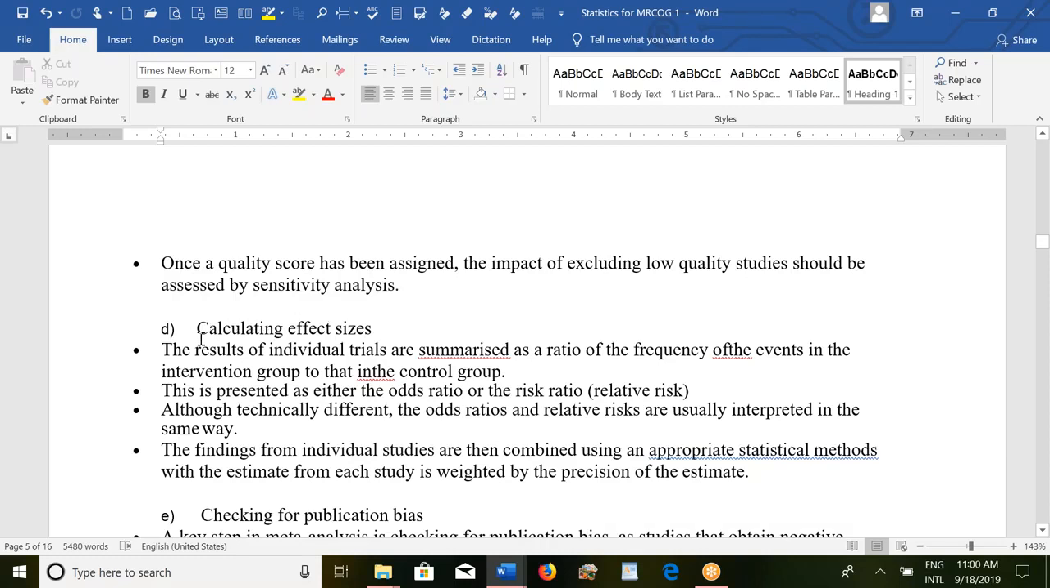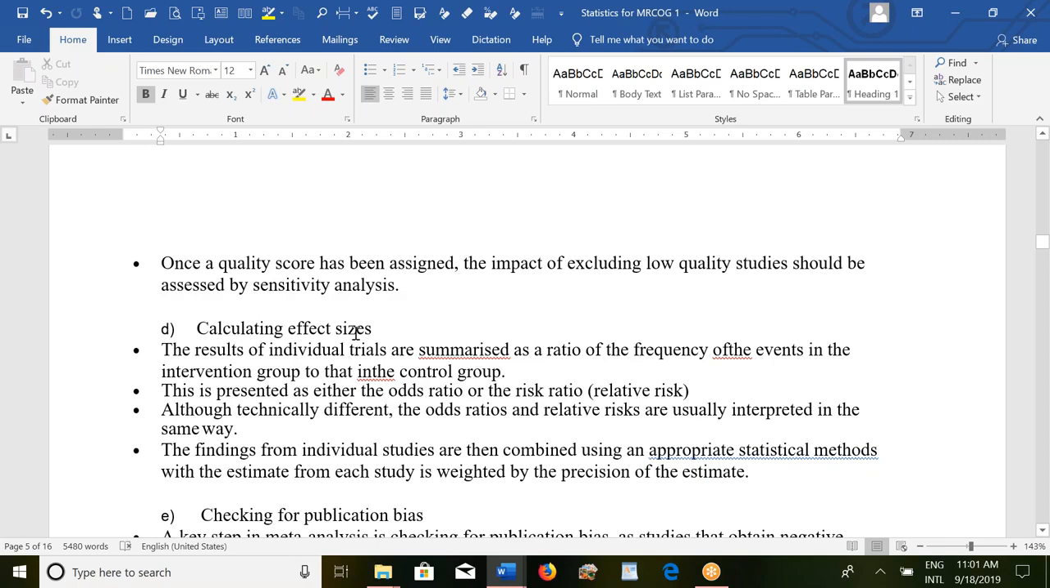When they are conducting the clinical RCT meta-analysis, they should calculate the effect sizes. The results of individual trials are summarized as a ratio of the frequency of the events in the intervention group to that in the control group. You want to see the difference. So how will you see the difference?